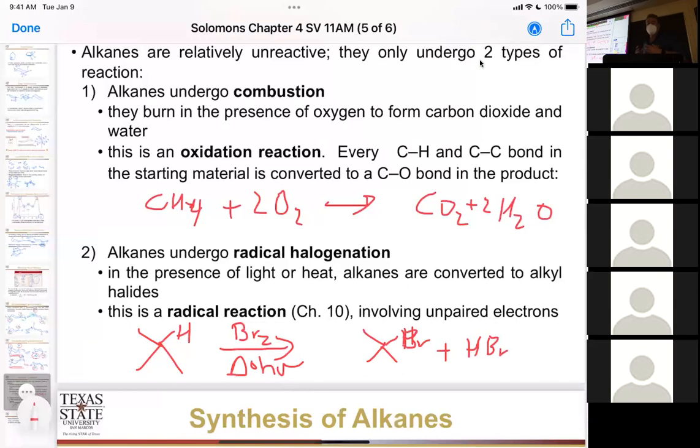So substitution is a reaction it can do. Okay, so that's about all we can do with these as far as reactions go. We can burn them and we can do a radical substitution.